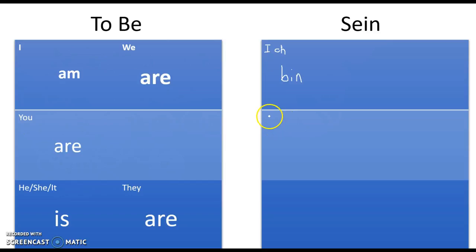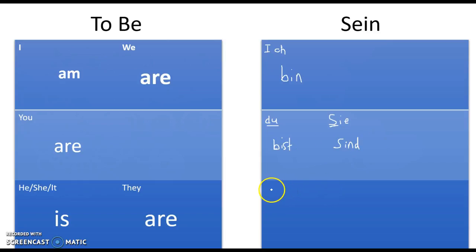So same thing for you. You'd say du bist. Du bist. But the thing about German, and it's very similar to Spanish, is that German has both an informal you, which is du, and a formal you, which is Sie. And notice that the S in the written form of Sie for the formal you is capital, and the translation for that is sind. So if you're talking to someone formally, you say Sie sind.